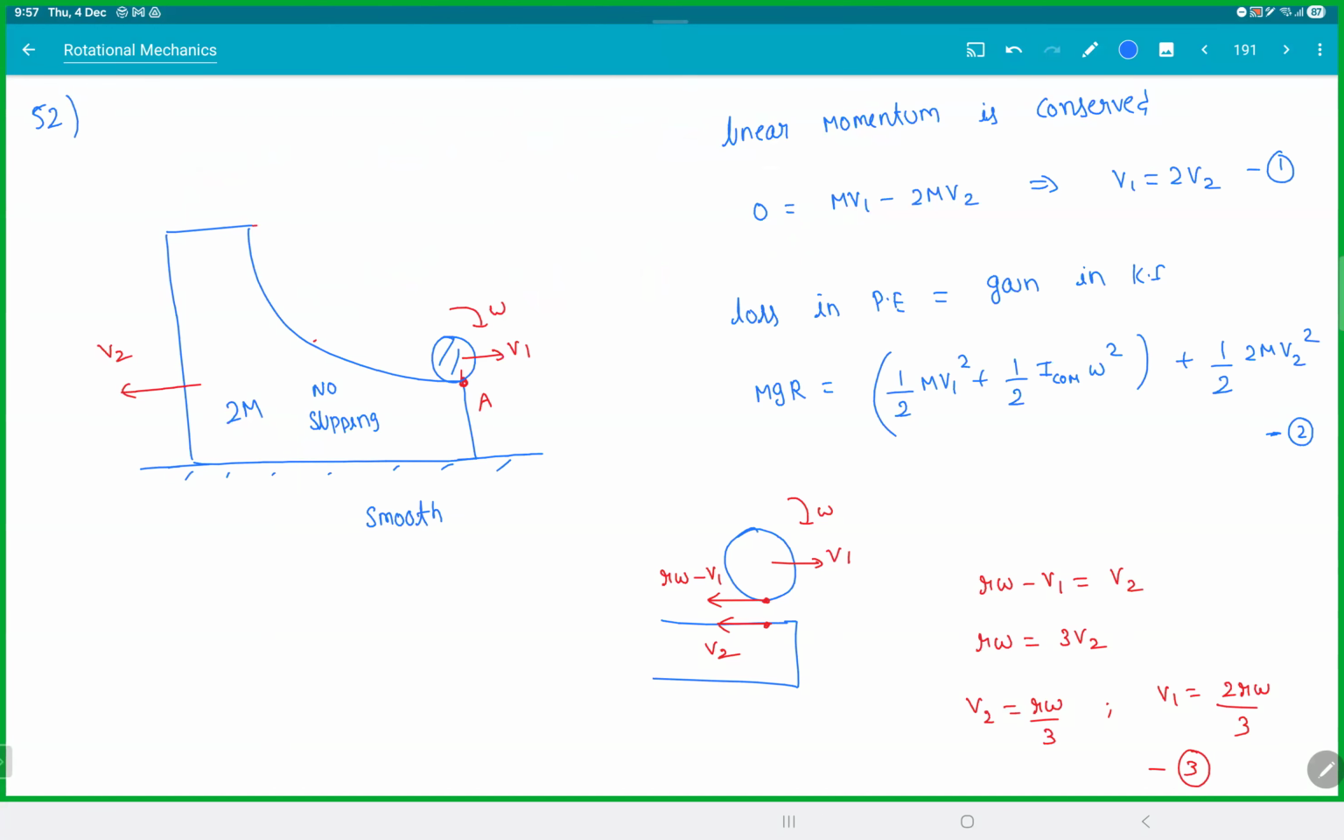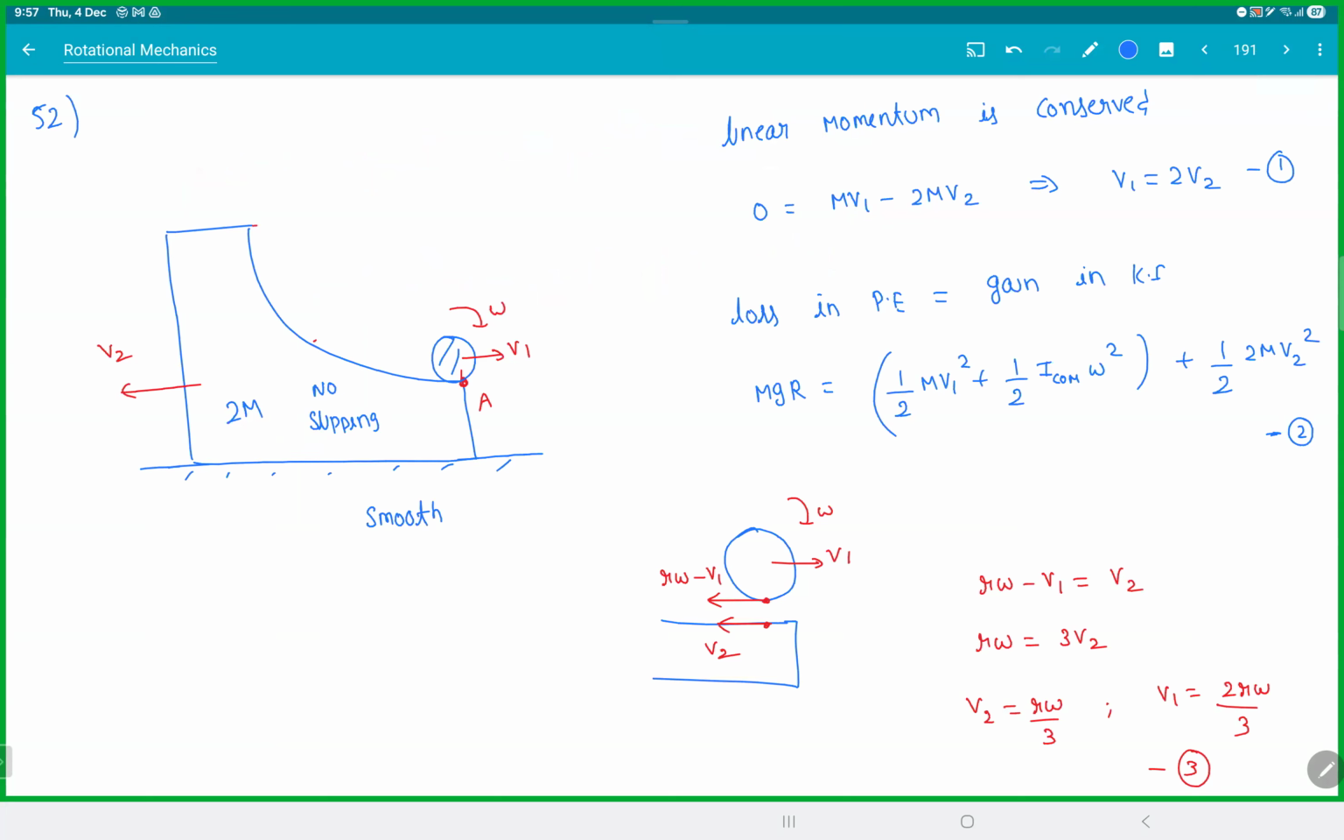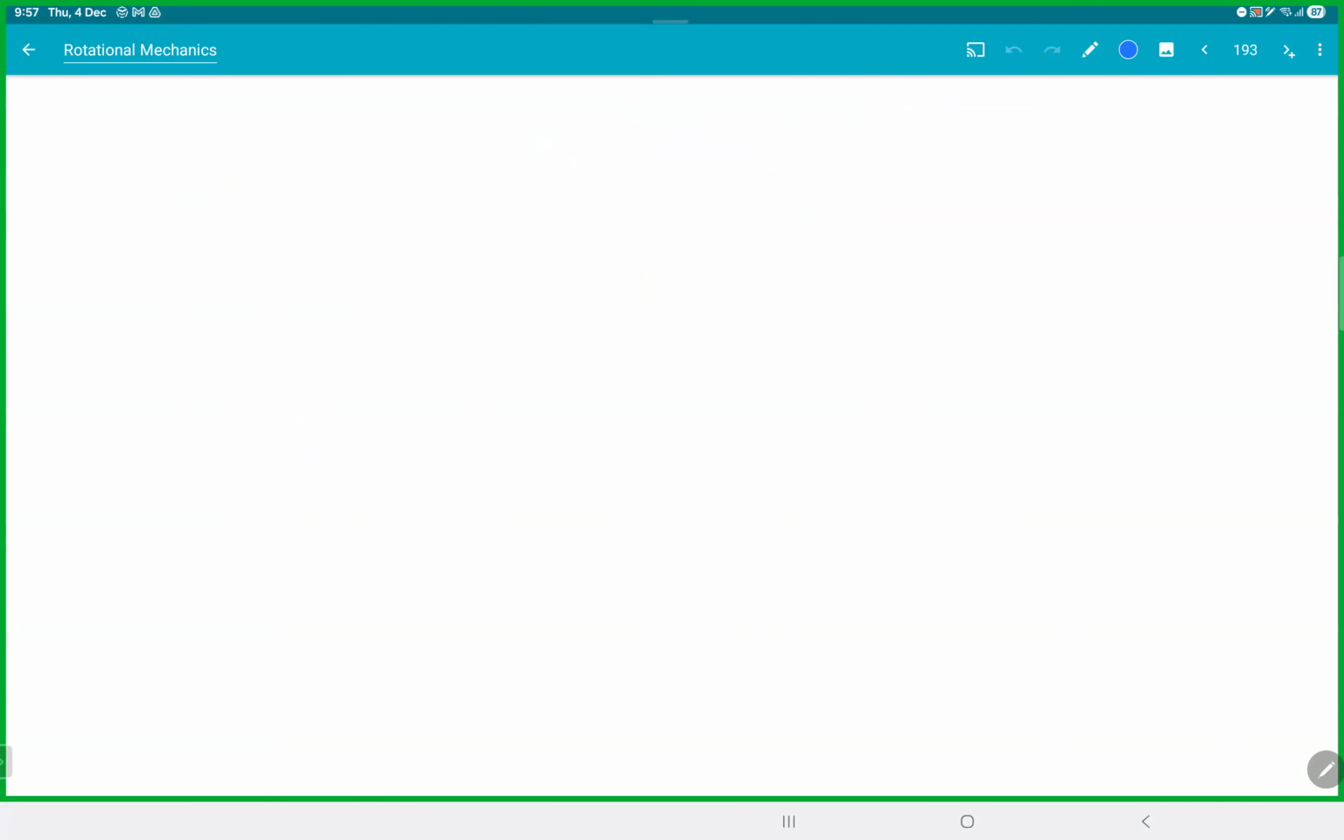Yes, we have done this in momentum. Let's see one more which you have done before, but a little variation. Any doubts on this thing? Any step you're not clear here? So there are 3 steps. Linear momentum, energy conservation, no slipping condition. Okay. Let's see the next one.